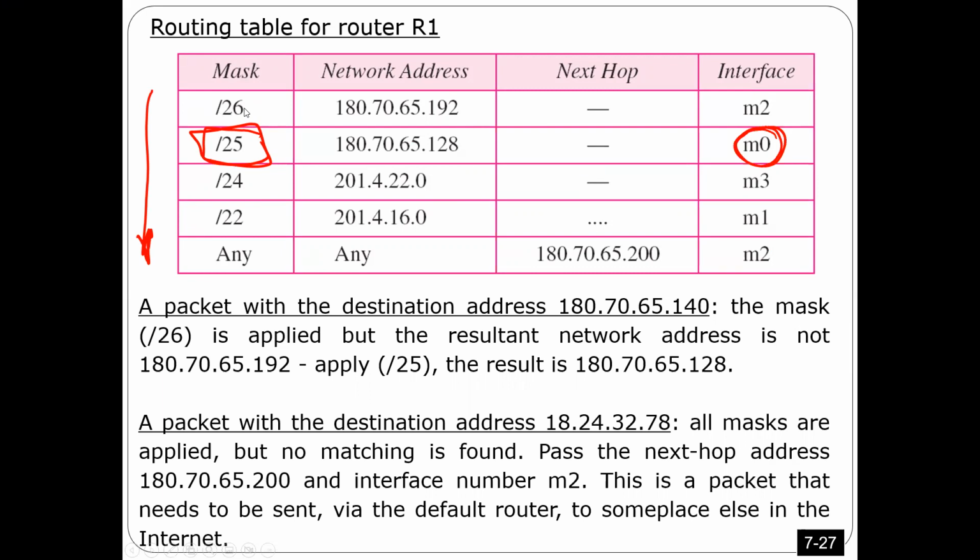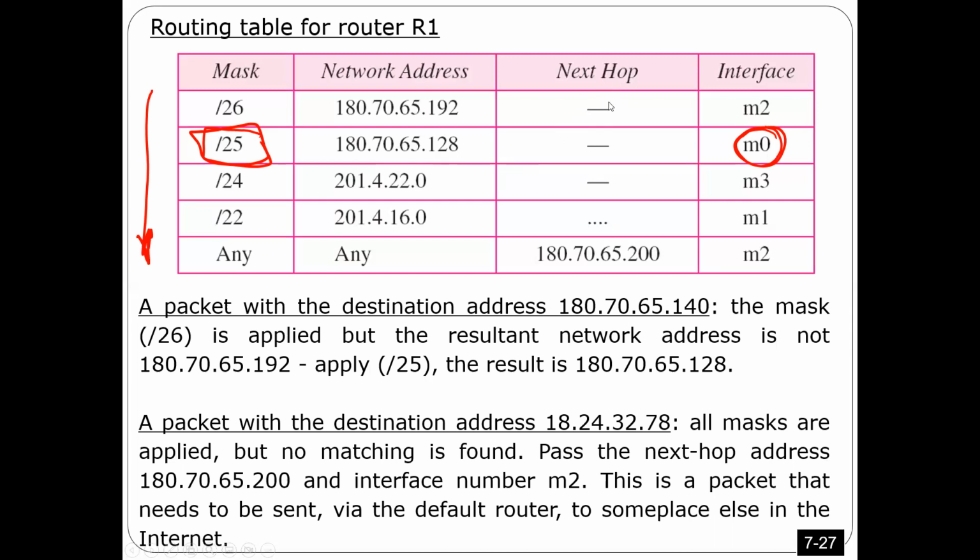In order to extract the subnetwork or network address, if I find the network address is equal to this one, I'm going to forward it through M2. If not, I'm going to go to the next one. I'm going to check this one to extract the subnet, the network address. If it is equal to this one, I'm going to forward it through M0.